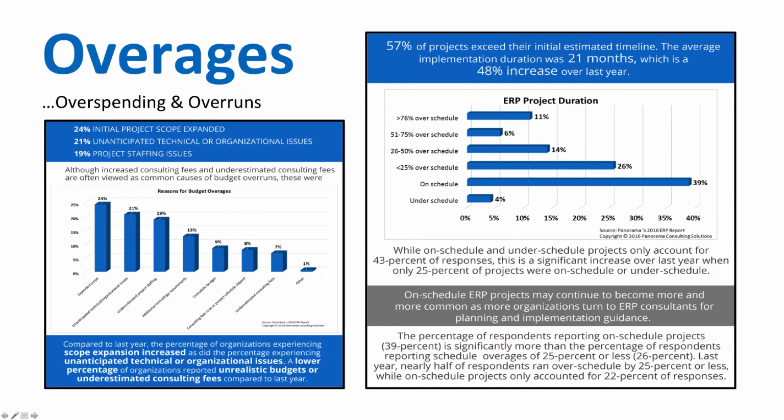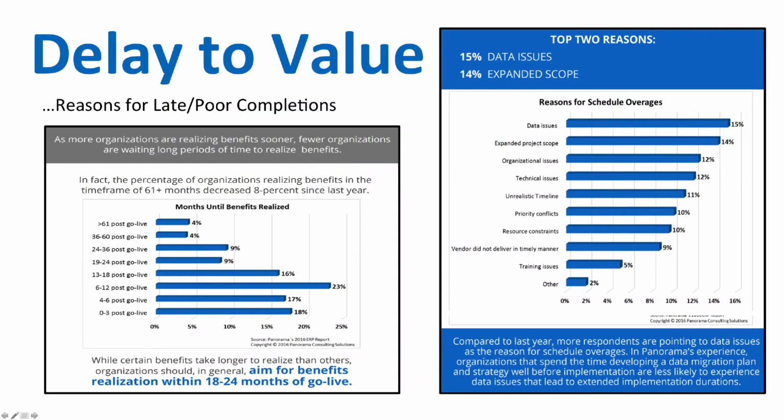But that also leads to some problems in implementation. What's called scope creep is an important thing. We'll talk about that in a later lecture. So some of the things that delay completions would be data issues, the expanded project scope creep, organisational issues, technical issues, unrealistic timelines, priority conflicts, etc.